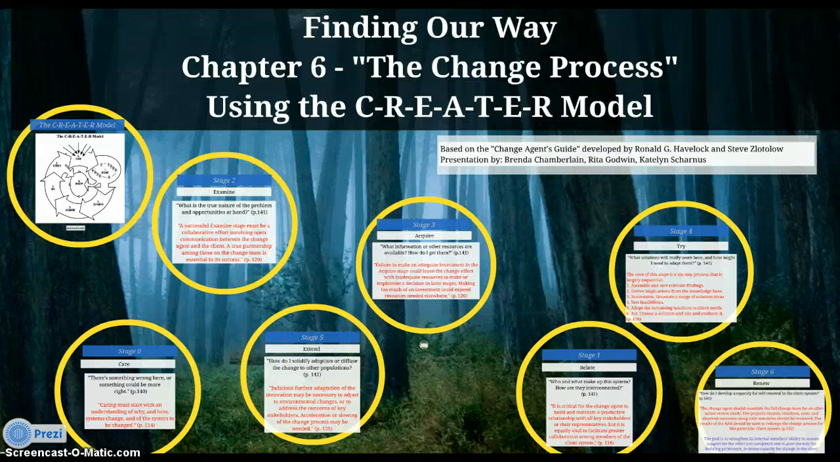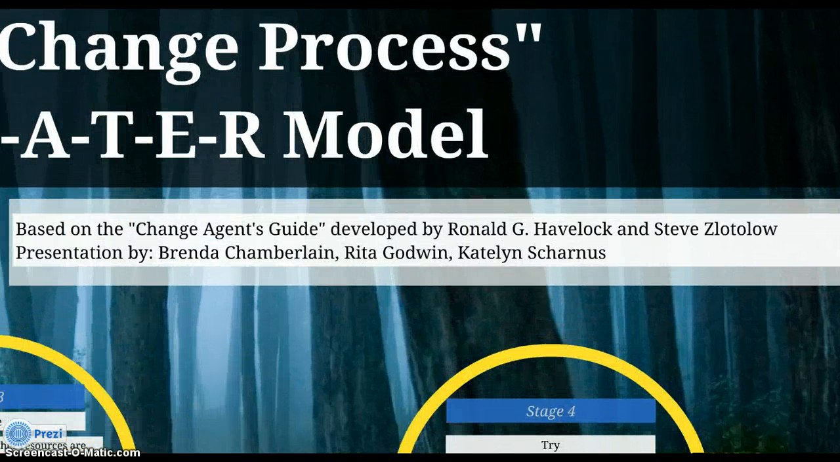Welcome to Chapter 6, The Change Process, using the CREATER process. This process will describe Ronald G. Havelock and Steve Zlotolo's Change Agent's Guide. It is a change agent's guide to the change process.